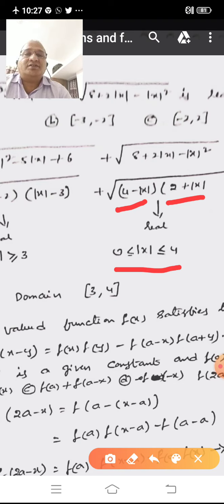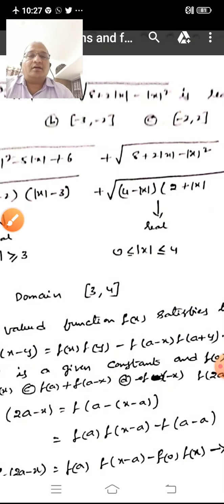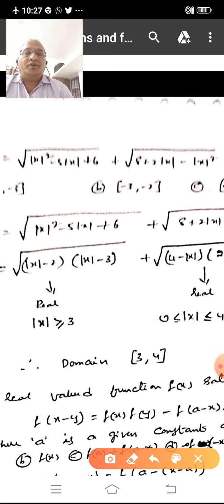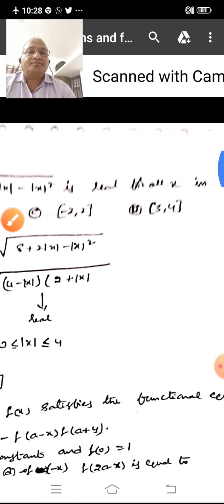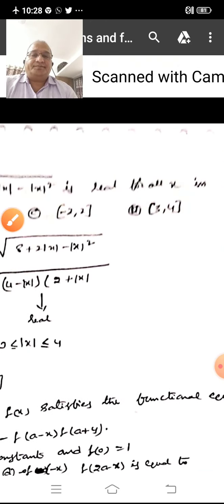So both functions have to be defined. Both functions have to be defined means we have to take the intersection of these two. The intersection of these two is what? 3 comma 4, the intersection values. So greater than 3 and less than 4. Therefore, hence the domain is 3 comma 4. So in your options, the fourth option is the right option.